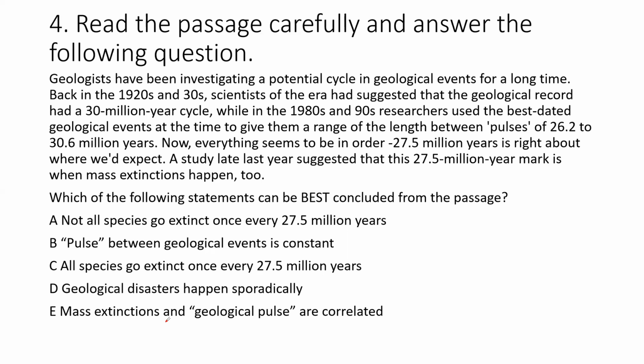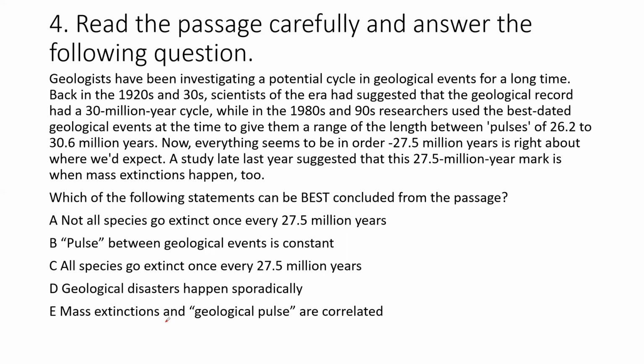What is the paragraph talking about? So the paragraph is talking about some geological events happening in a cycle. And there was a period also discussed. Initially they were thinking that there used to be a 30 million year cycle, but later on they realized that it has to be 27.5 million years. Moreover, it's talking about extinctions also happening during this 27.5 million year mark, right? So we have to look for a conclusion which best covers the maximum part of it. So let's begin with option A.